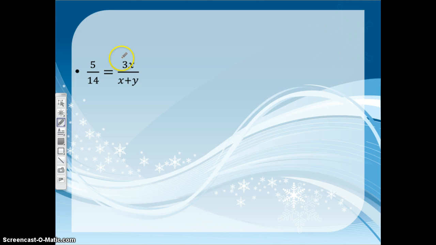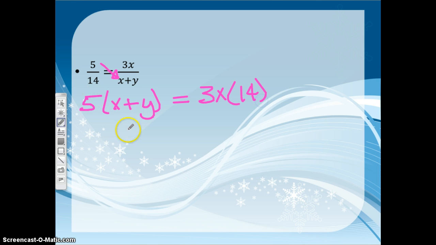One more. Cross multiply. 5 times the quantity x plus y is equal to 3x times 14. Let's distribute that 5 and we'll get 5x plus 5y. We'll multiply that out. 14 times 3 is equal to 42x.